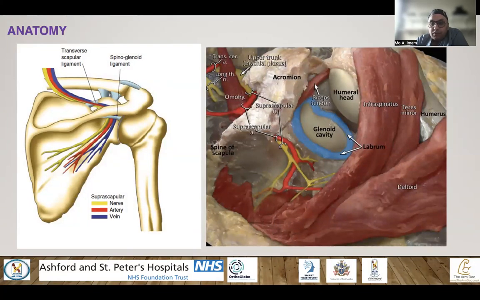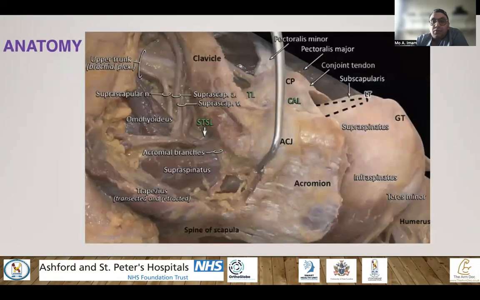That's why it's commonly injured in shoulder replacement, if you put long screws, especially the top ones. We also see these patients with fracture dislocations and traumatic injuries. So it is important to understand the anatomy.